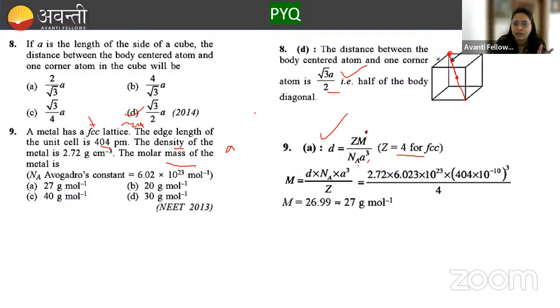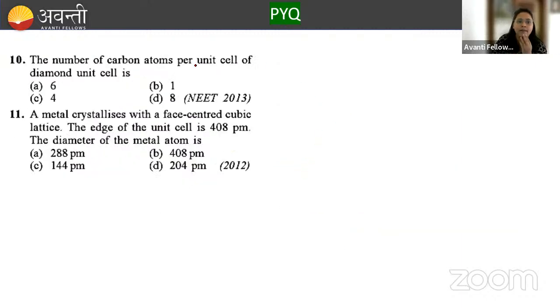So we need to calculate the molecular weight. So rearrange the formula: M equals density into Na into a cube divided by Z. Do this calculation, you will get the answer 27 gram per mole. Okay, any doubt in this? Just rearrange the formula. Very, very important formula.